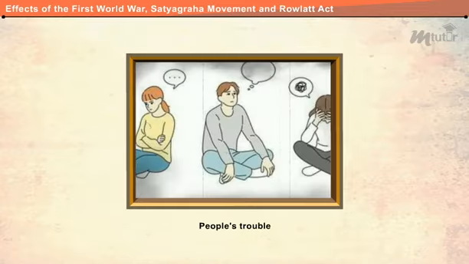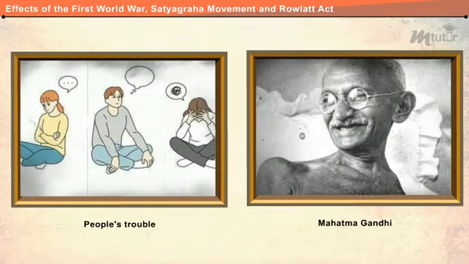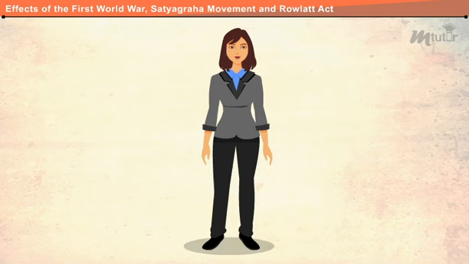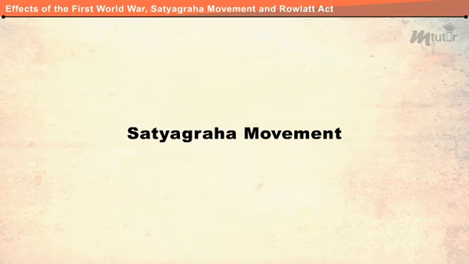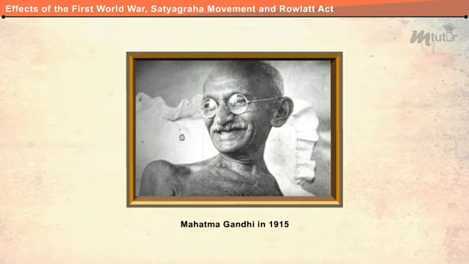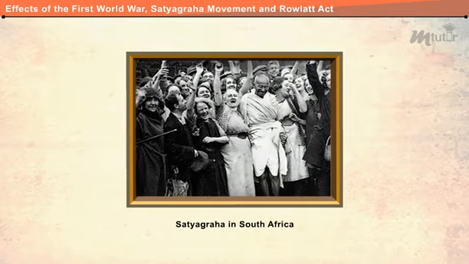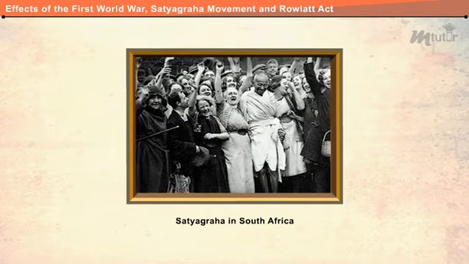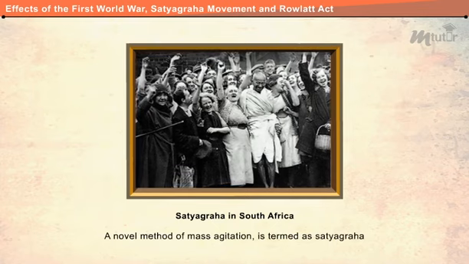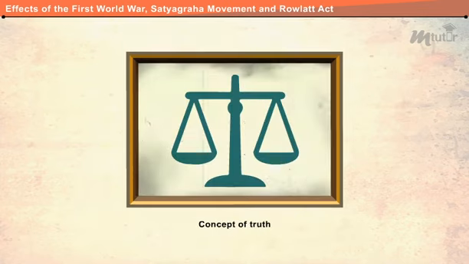Even after the war, people's trouble did not end, and at this stage, a new leader Mahatma Gandhi emerged, with a new way of struggle. Next, let's discuss the Satyagraha movement. Mahatma Gandhi came from South Africa in January 1915. In South Africa, he successfully fought against the anti-democratic government, with a novel method of mass agitation, which is termed as Satyagraha. The idea of Satyagraha stressed the concept of truth.